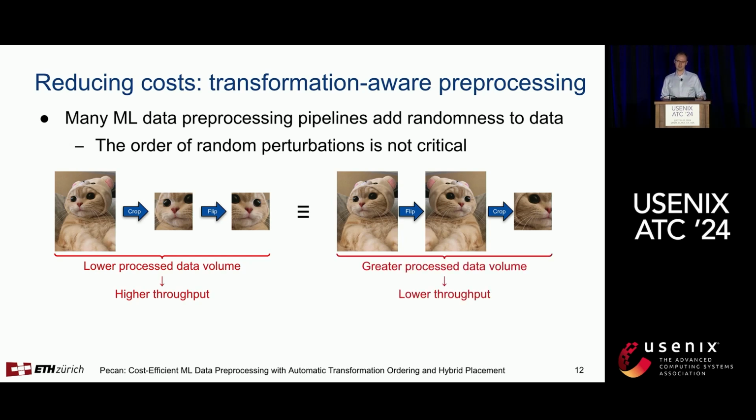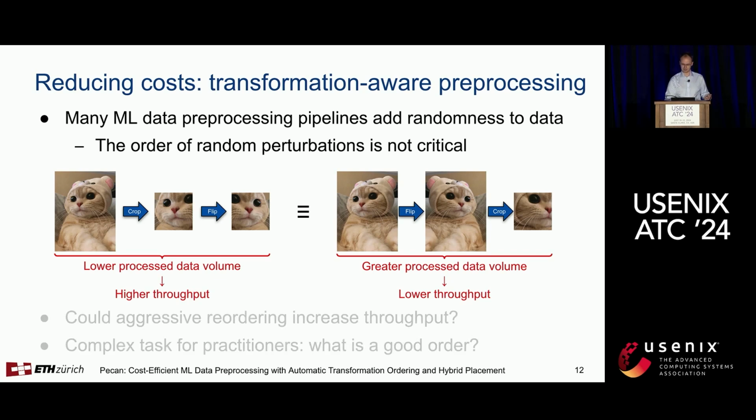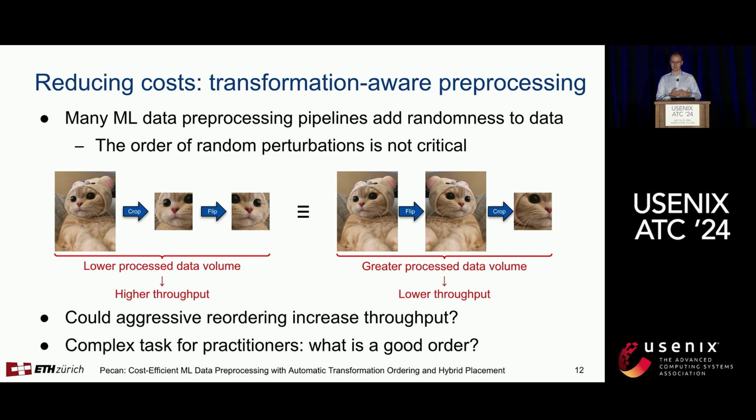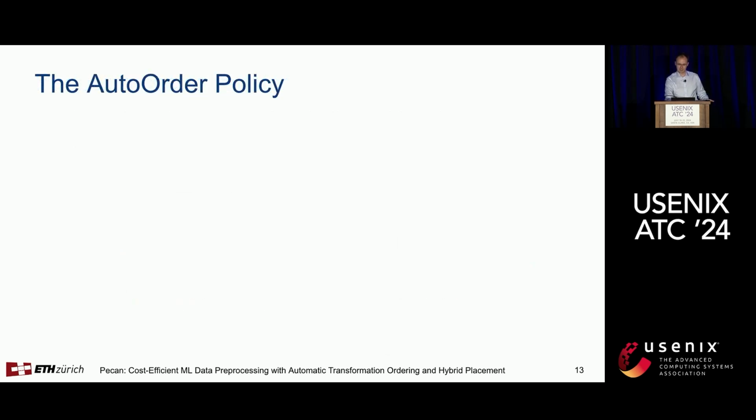Now, it is important to note that the end image is not the same here. But what we are asking ourselves in this work is, could we use some more aggressive reordering to increase throughput without impacting accuracy? And as I will show you in a moment, thanks to these favorable machine learning pipeline properties, this is possible. So let's move on to an example of how the auto order policy would execute.